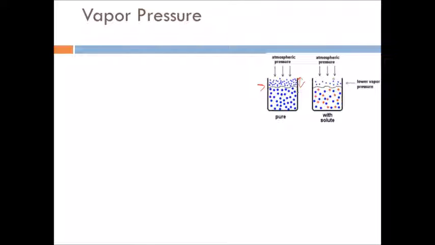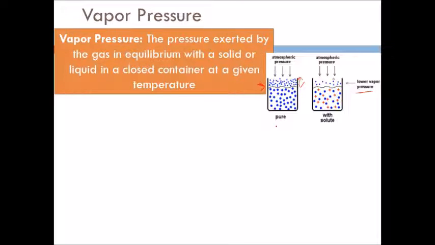It's in a closed container, it's in equilibrium, so as it's condensing, it's also evaporating, and it forms this thin layer of gas on top. Now this one has less gas over here, so we'd say it has a lower vapor pressure than this one over here that has a higher vapor pressure.